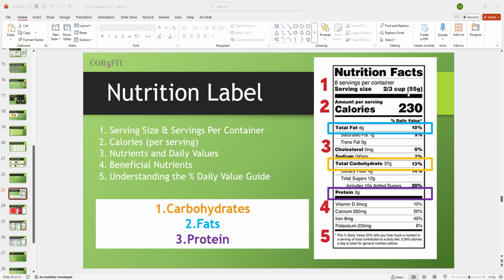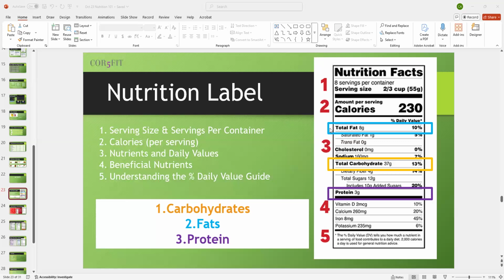So as we see this, we can see that each 55 grams is 230 calories. So if we were eating all of this container, or 8 servings of that 55 grams or 2/3 cup, we'd be eating over 1,600 calories just in whatever this was. So you can see your calories per serving here at the top.